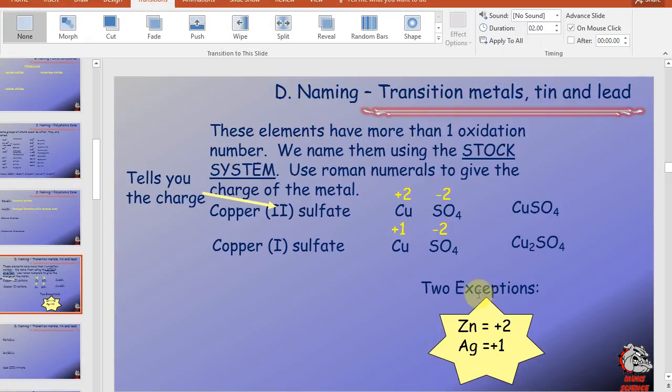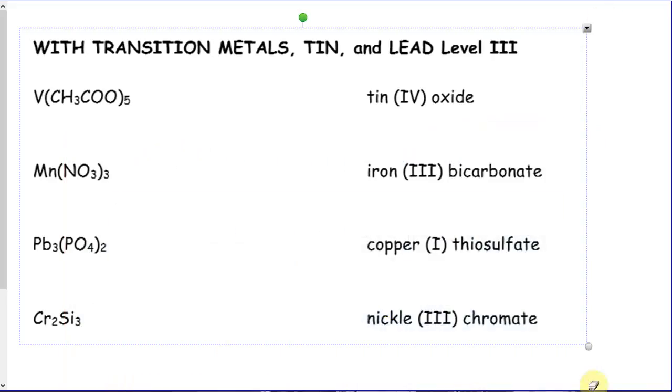The two exceptions that I will let you know about, especially for my students, is that zinc and silver aren't multivalent. They don't have two oxidation states. Zinc is always a +2, and silver is always a +1. So you have something like silver nitrate. It's not called silver 1 nitrate because silver is always a +1, so it's just called simply silver nitrate. All right?